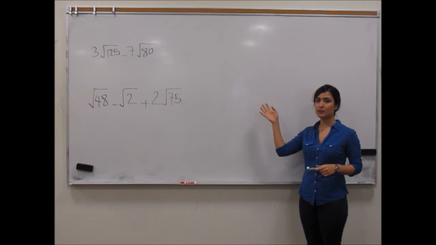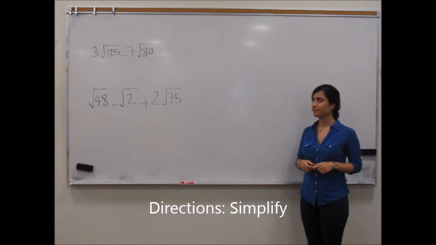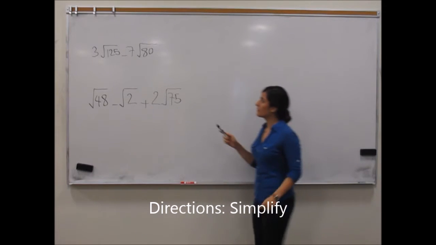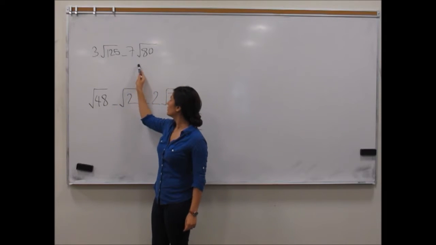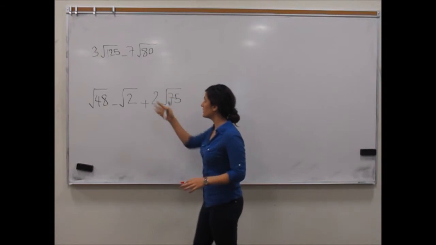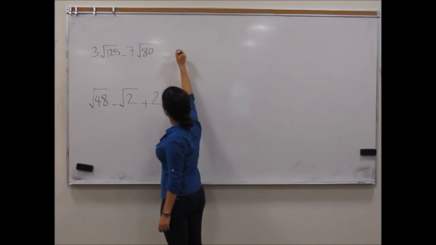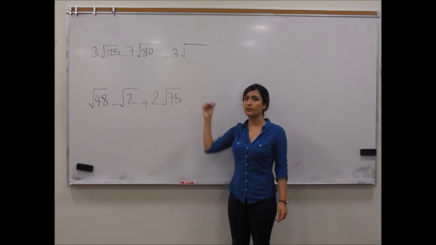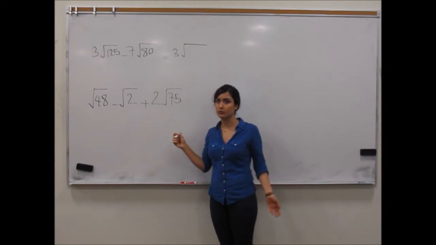I have 2 more examples here for you. You can pause the video and try to do them, and then we'll go over it together. Alright. 3 rad 125 minus 7 rad 80. I'm trying to simplify the radicals first. So for the first one, I'm going to write the 3, but for 125, I know that the largest perfect square in 125 is 25. So 25 times 5 will give me 125.